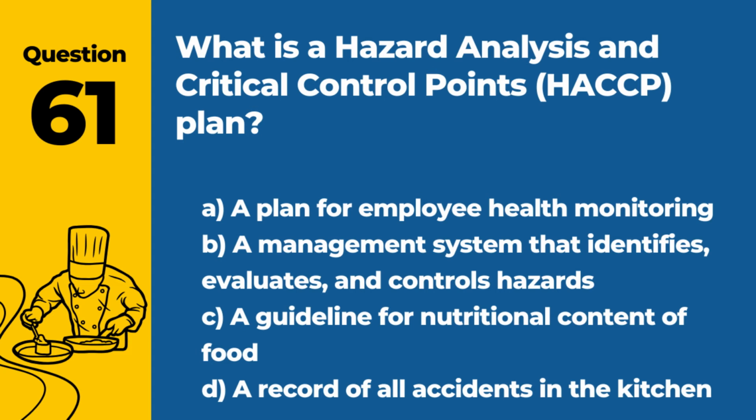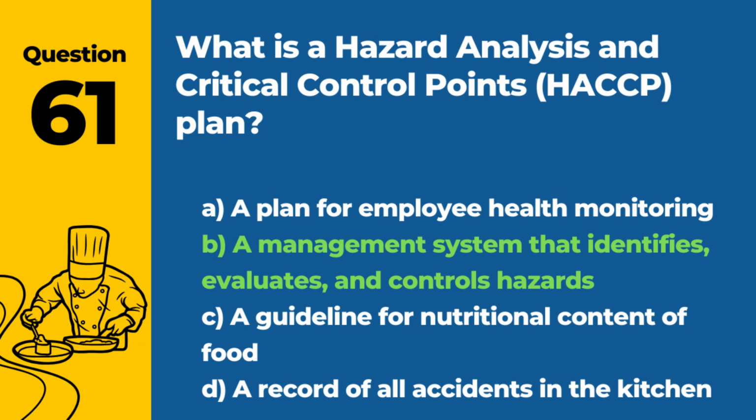Question 61. What is a hazard analysis and critical control points (HACCP) plan? A. A plan for employee health monitoring. B. A management system that identifies, evaluates, and controls hazards. C. A guideline for nutritional content of food. D. A record of all accidents in the kitchen. Answer. B. A management system that identifies, evaluates, and controls hazards.